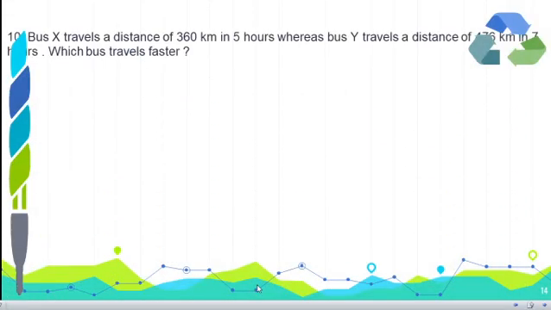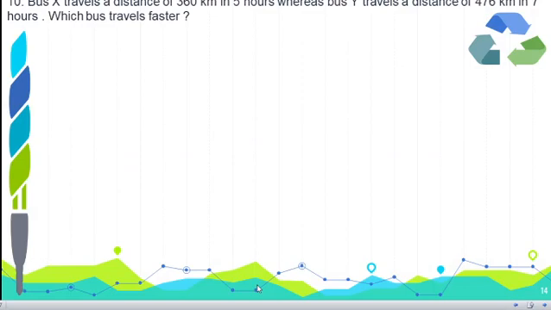Another numerical problem. A bus X travels a distance of 360 kilometer in 5 hours, whereas bus Y travels a distance of 476 km in 7 hours. Which bus travels faster?